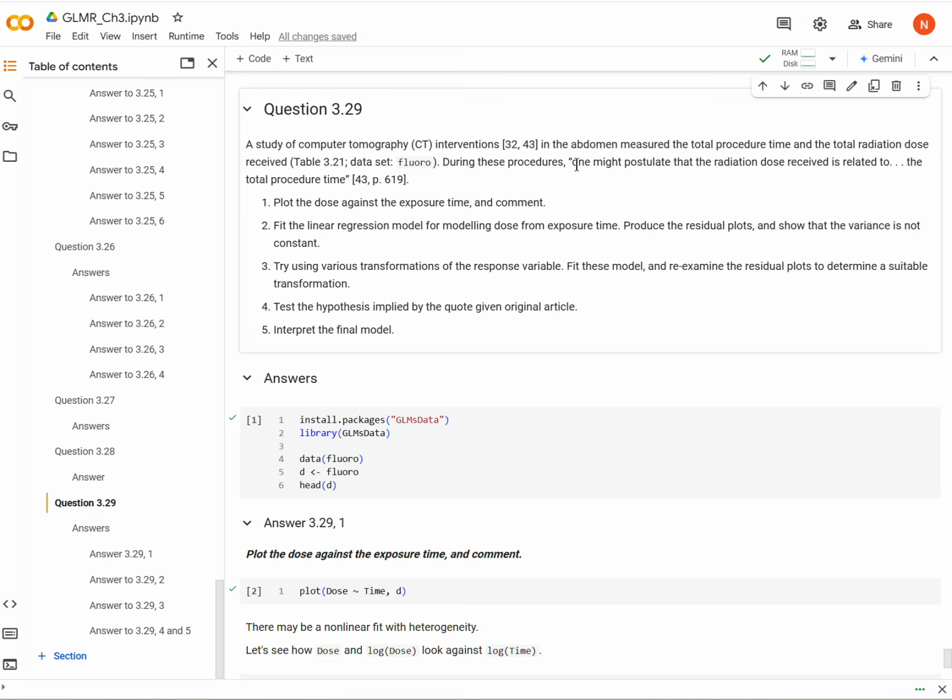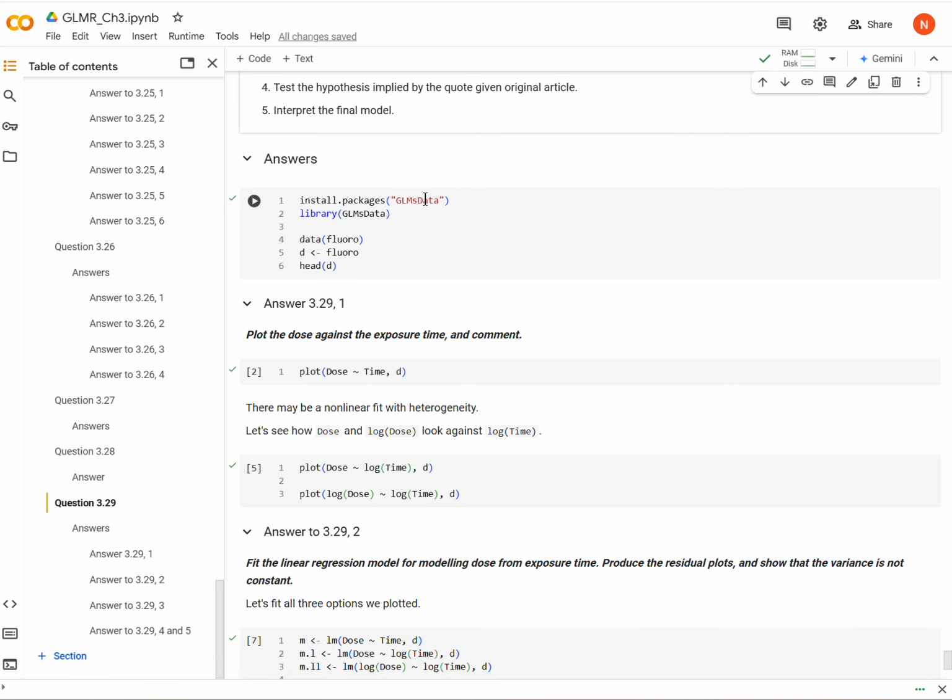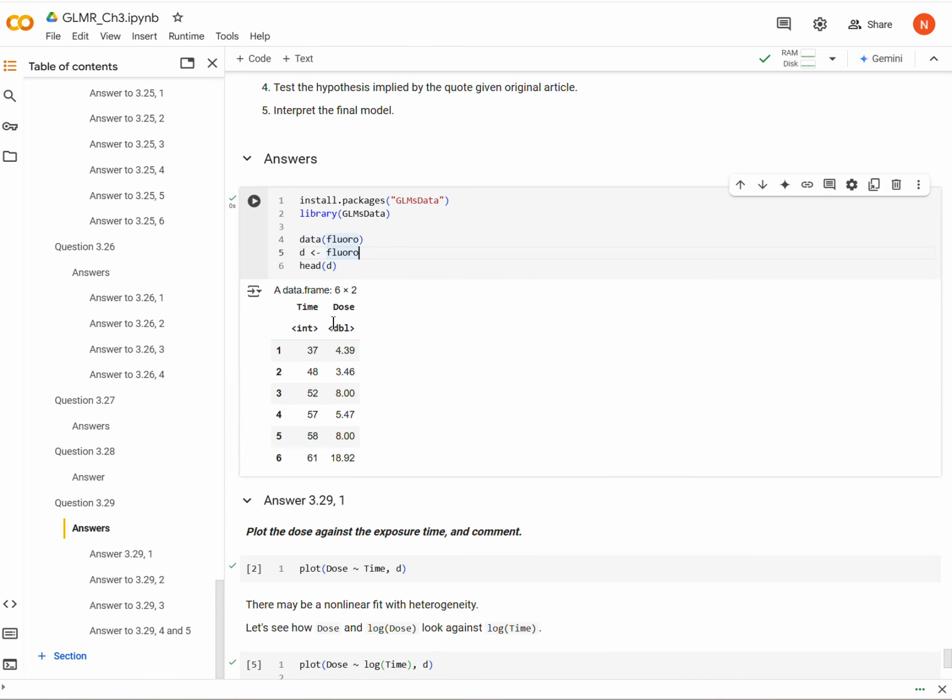Okay, and in the paper that produced this data, it says that one might postulate the radiation dose received is related to the total procedure time. Okay. So we're going to do some things with all of this, and we'll start with one. First, you need to install and load the GLMsData package. You need to get hold of the data, which is fluoro, and here I'm just calling it D, as is my normal convention. So we can see what the first few rows look like. Okay, so we have time, we have dose.